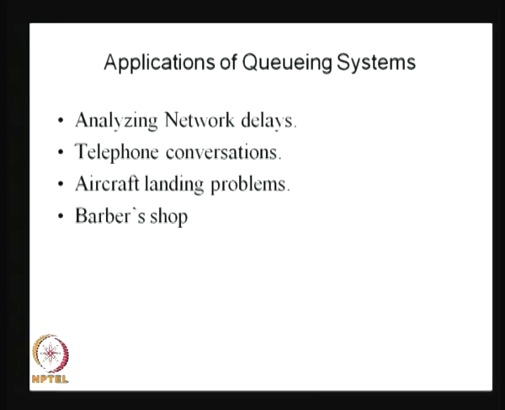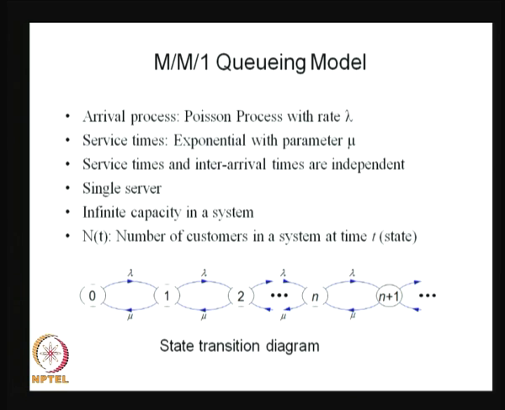There are many applications of queuing system. We are going to discuss the abstract queuing system in the further lecture. The easiest or the simplest queuing model, that is a Markovian queuing model, that is the M/M/1 queuing model. Later we are going to relate it with the birth-death process also.